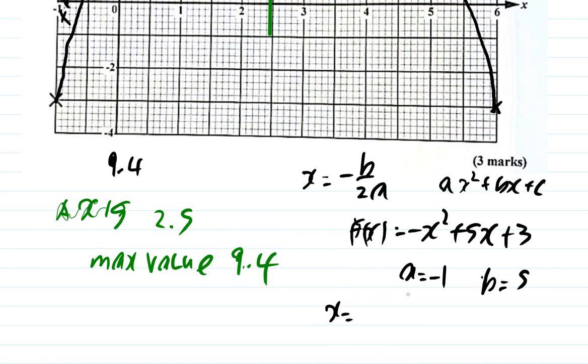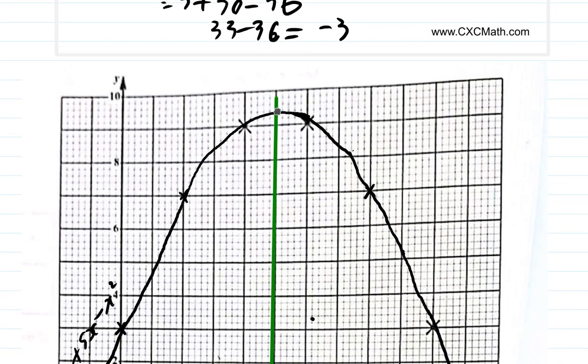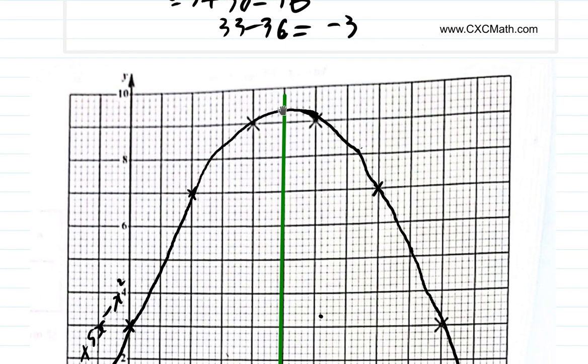Made a mistake here. X equal negative b, negative 5 over 2 times negative 1. Right? So it's negative 5 over negative 2. 2 by negative 1 is negative 2, which is 2.5. Alright, so we get it. The axis of symmetry is x equal 2.5. The maximum value, you could calculate it too, right? Rather than just looking, well, you would look at the graph in exam, but suppose they say you should calculate it. What would you do?